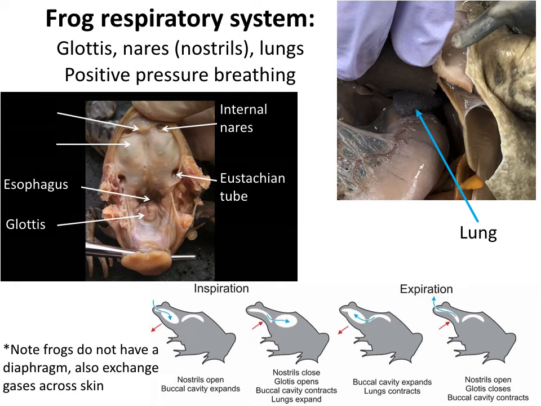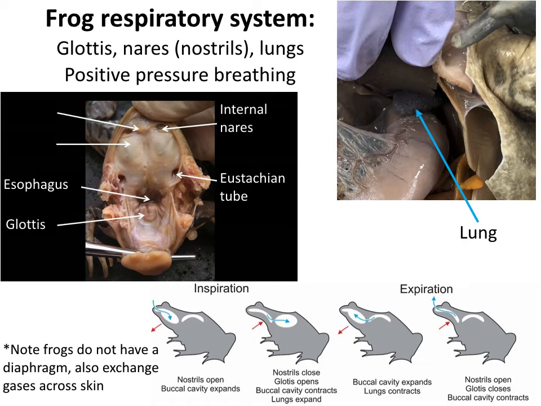Okay? When it's time to breathe out, the glottis opens again as the frog expands the buccal cavity. Okay? So the pressure in the buccal cavity drops and it fills up with the air. And then the frog closes its glottis, opens its nares, and contracts the buccal cavity again.